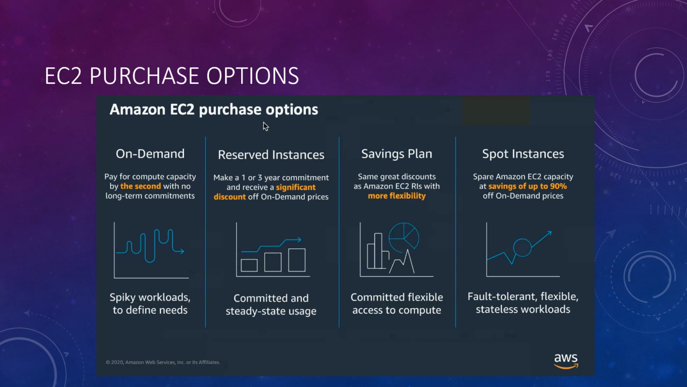And if you say 3-year commitment, you might get even more discount, like 70% discount. It can be a really significant discount. It depends on the time of when you order this, how much discount you're going to get. It goes up and down all the time.